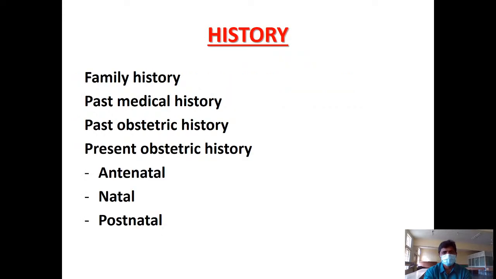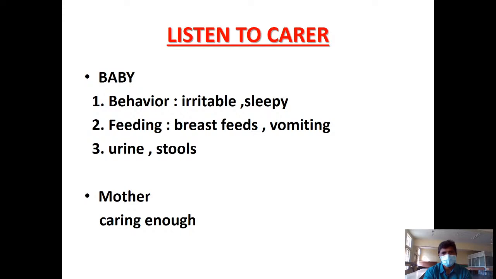Yesterday madam has covered the history aspect. These are all the things that have to be taken in the history: family history, past medical history of the mother, past obstetric history, present obstetric, antenatal, natal, postnatal. Then you need to listen to the carer. You need to take some history from the carers, those who are providing care to the baby. Regarding the baby, you need to ask about the behavior of the child. Is the child normal, or is the baby irritable or quite sleepy? And then you need to ask about the feeding aspect as well.